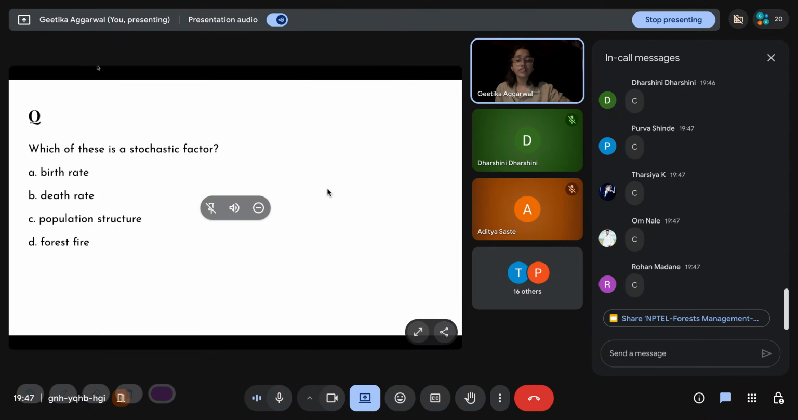Which of these is a stochastic factor? So, we discussed deterministic and stochastic factors which control population dynamics. Which of these is a stochastic factor? Birth rate, death rate, population structure, or a forest fire? So, which of these do you think is a stochastic factor? Yeah, people are saying forest fires. Others, what do you think?